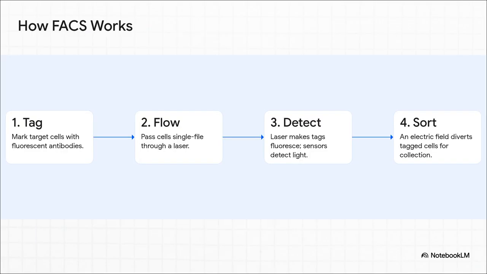So how does this thing even work? First, you tag your target cells with a fluorescent marker. Then, you get all the cells to flow in a perfect, single-file line past a laser. As each cell zips by, if it's one you've tagged, it'll light up. It fluoresces. A sensor sees that flash of light and instantly zaps the cell with a tiny electric charge. That charge is just enough to nudge the cell into a different path, right into a separate collection tube. It's just an amazingly precise way to get a pure sample of the exact cells you need for your experiment.